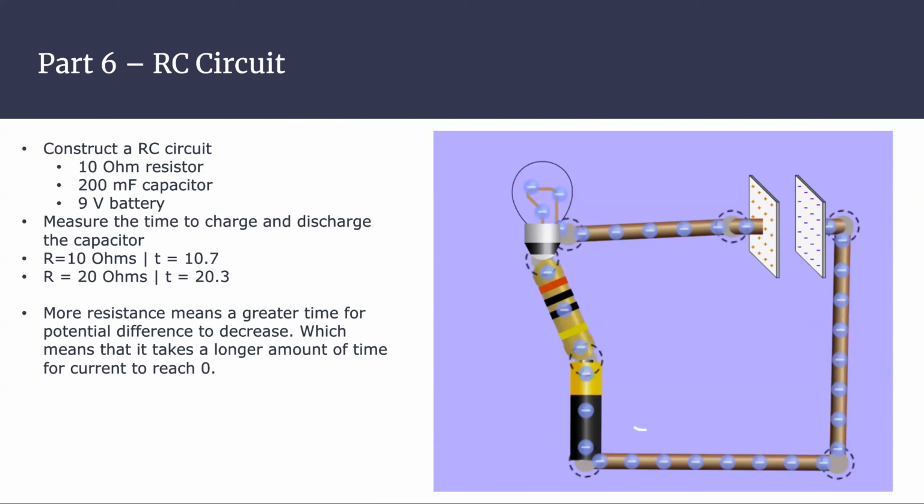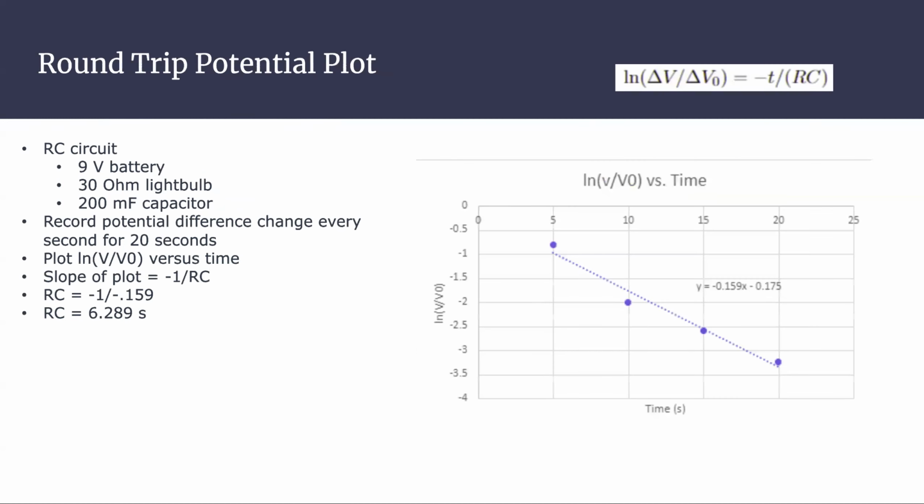Part 6, RC circuit. Construct an RC circuit with a 10 ohm resistor, 200 mF capacitor, and 9 volt battery. Measure the time to charge and discharge the capacitor. I got that as 7.7 and 20.3 seconds respectively. More resistance means a greater time for the potential difference to decrease, which means it takes longer for current to reach 0. This is my round trip potential plot.